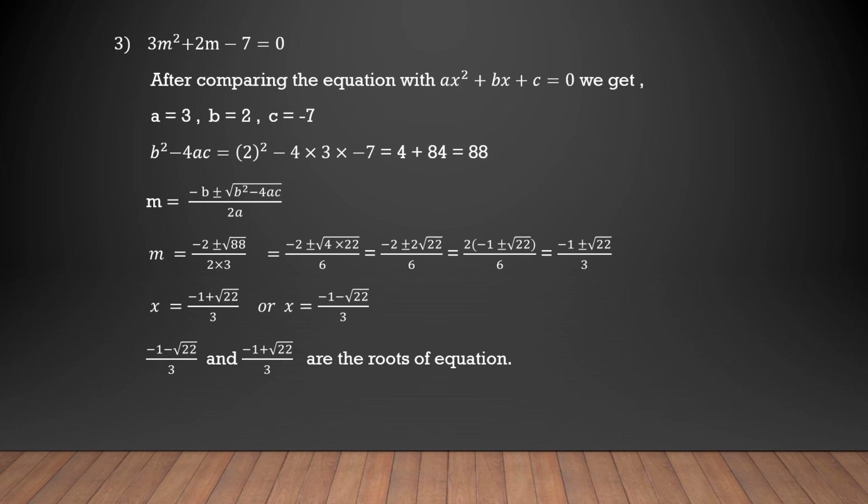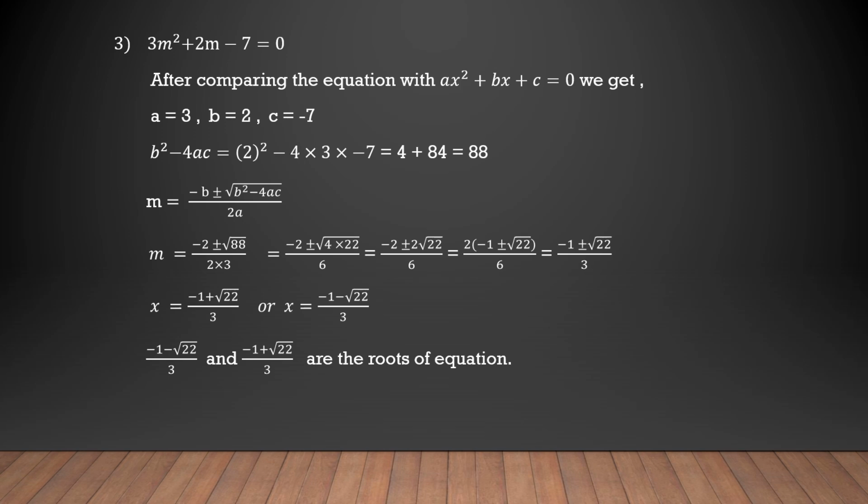Then here we take this 4 outside the root. So root of 4 is 2. So we write minus 2 plus minus 2 root 22 divided by 6. Then we take this 2 outside the bracket, we take this 2 as a common, and in the bracket we write minus 1 plus minus root 22 by 6.